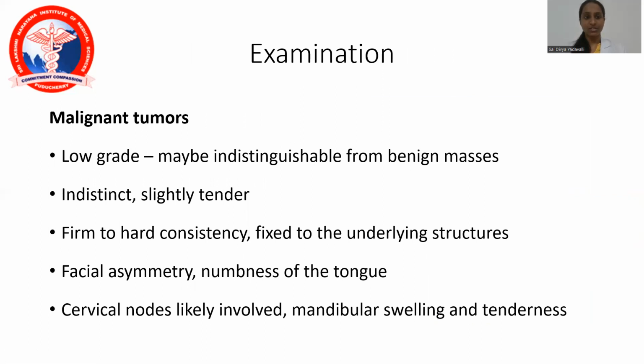On examination, low-grade malignant tumors may be indistinguishable from benign tumors. They may be indistinct, slightly tender, firm to hard in consistency, and fixed to the underlying structures. These features suggest a malignant tumor. Other features that suggest malignancy include facial asymmetry, numbness of the tongue, cervical node involvement, mandibular swelling or tenderness.